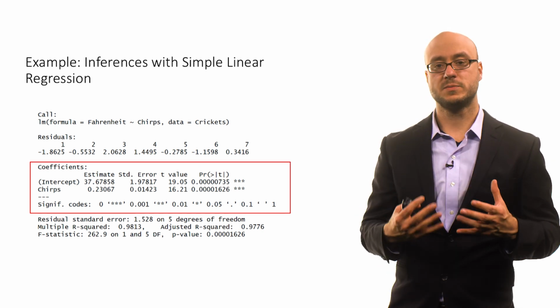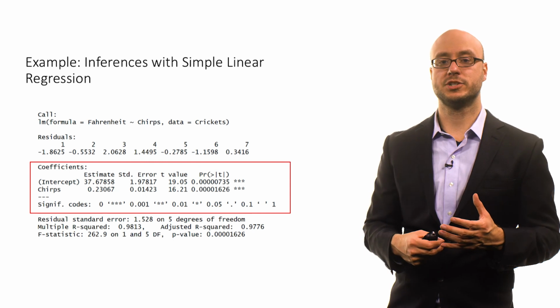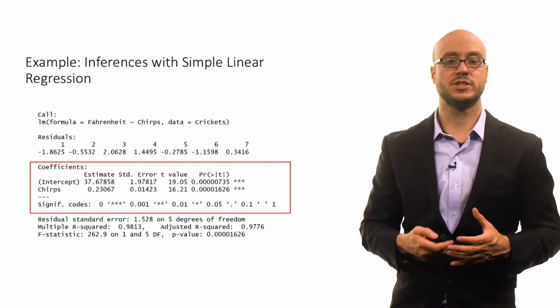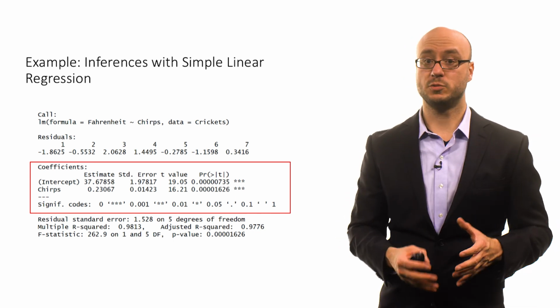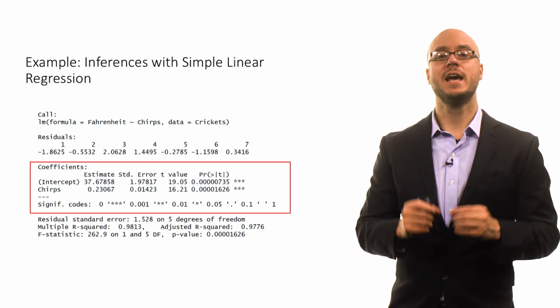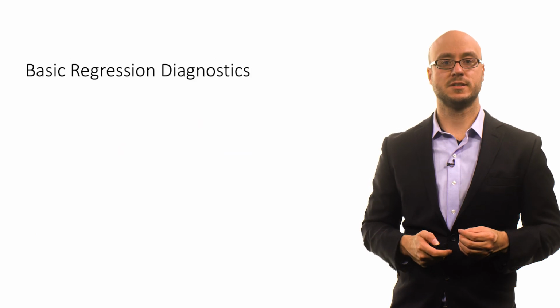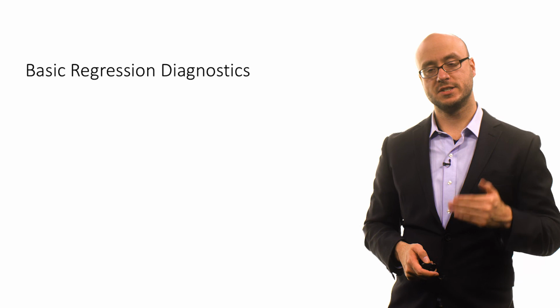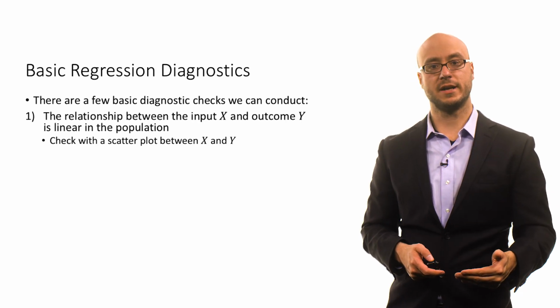Again, we're doing this because we have a random sample from a population and we want to say something about this regression model, these coefficients in the population. If we had the population, we could just fit the regression model of the population and we wouldn't need to conduct these statistical inferences. After you conduct regression analysis, it's also useful to consider basic regression diagnostics.